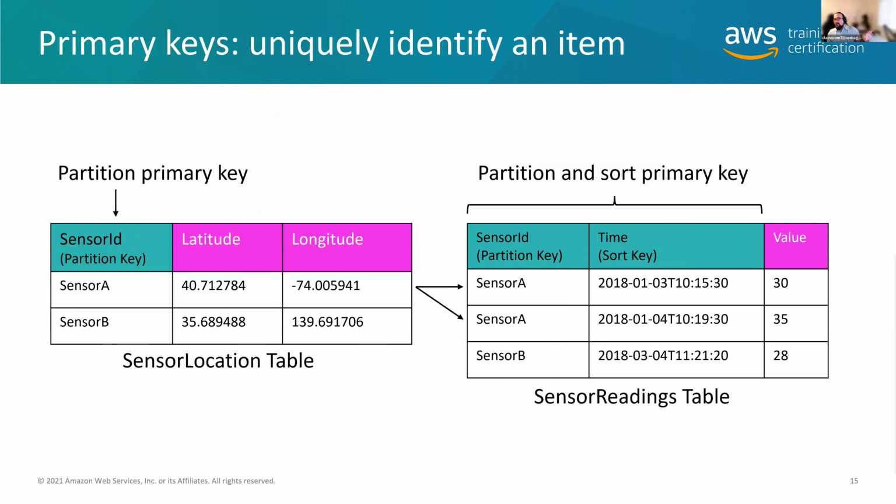Here's another example with some IoT data, right? There's a primary key here. It's a partition key. Notice it's got sensor A and sensor B. That's going to be very hard to find based on time. You know why? There's no time attribute. Where's the time data?